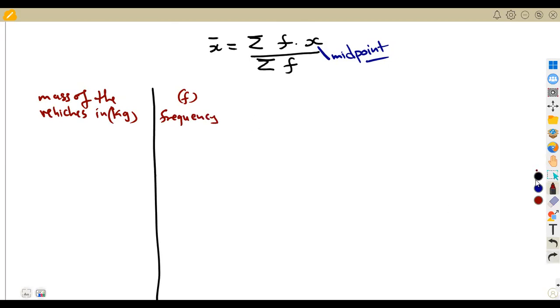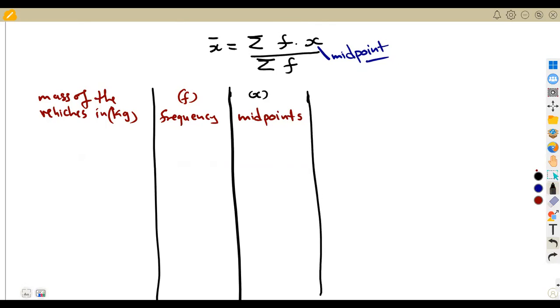Then you are going to need the midpoints, which I refer to as X. So X represents the midpoints, and we're going to calculate the midpoints. Then, because we need the frequency and the midpoint, we are going to need the product of this frequency and X, which is F times X, frequency times midpoint.